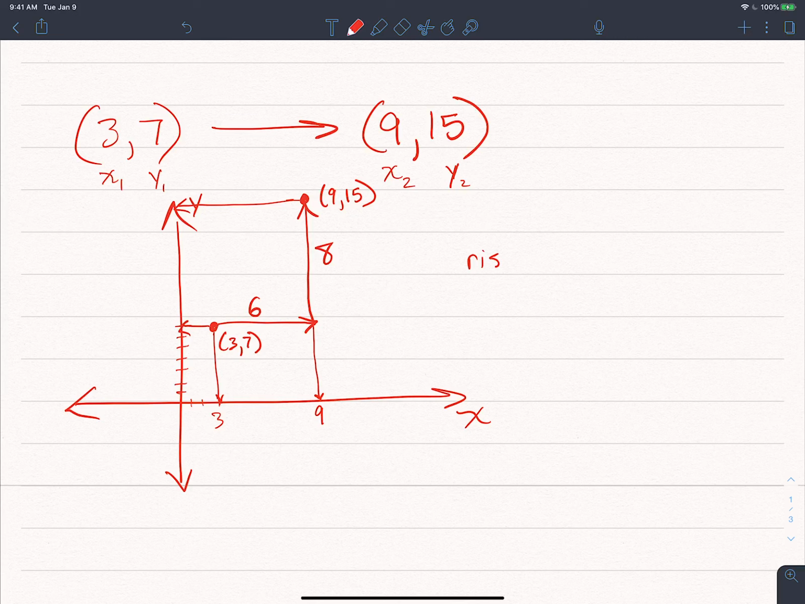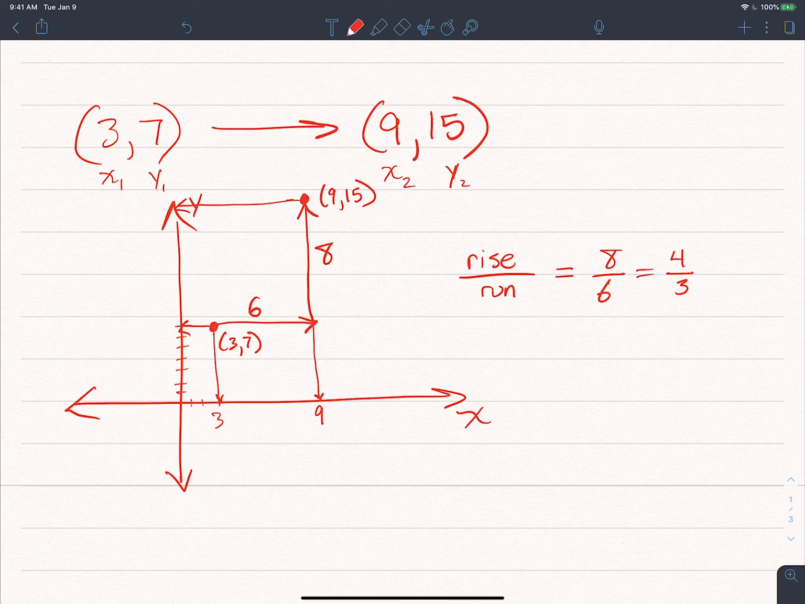So our rise over run is equal to what? 8 over 6. And we can reduce this down by dividing both of them by 3. And we get 4 over 3. That's what we end up getting, 4 over 3.